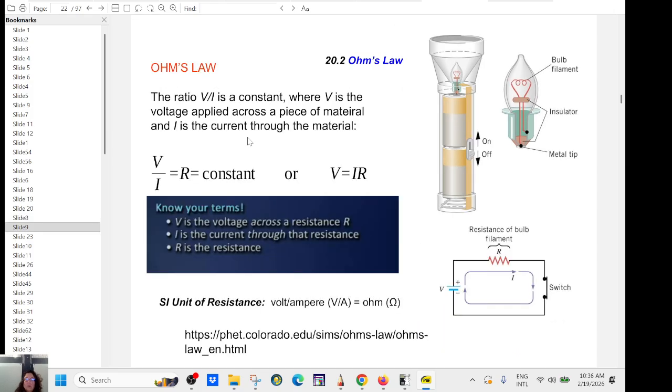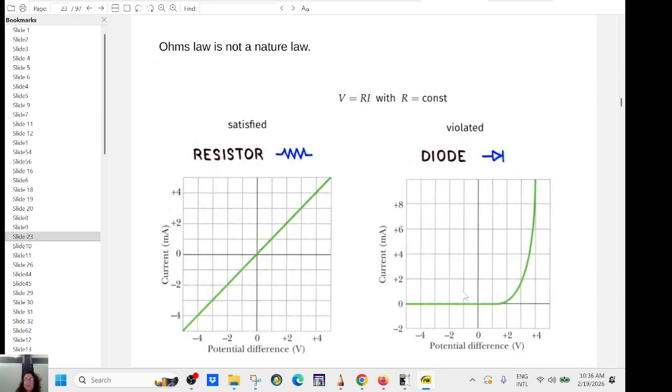Okay, so Ohm's law: the voltage drop across a load equals its resistance times the current flowing through it. And again, Ohm's law just applies to some loads, not all the loads. It's a linear relationship between the current and the potential. So you increase the potential difference across the load, you're going to increase the current. It's a linear relationship.